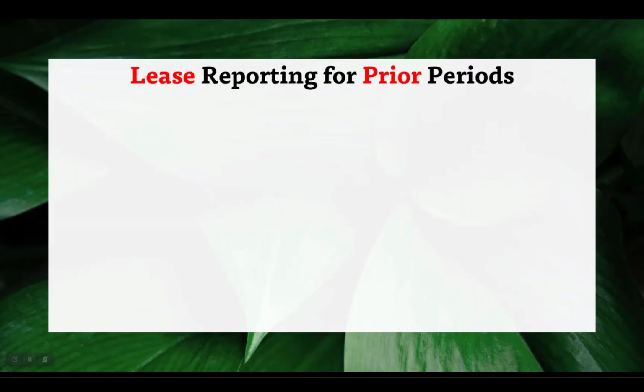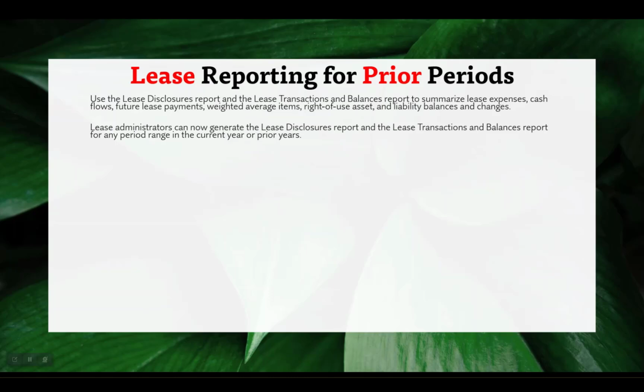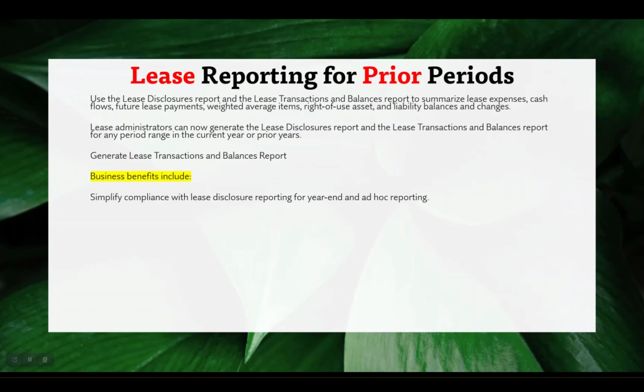The first feature is lease reporting for periods. As you know, there are two reports: the lease disclosure report, and the lease transaction and balance reports. These reports are used to summarize lease reports, cash flows, future lease payments, weighted average, ROU assets, and liability balances. Now you can run these reports for any period range, either in the current year or prior years. What are the business benefits?